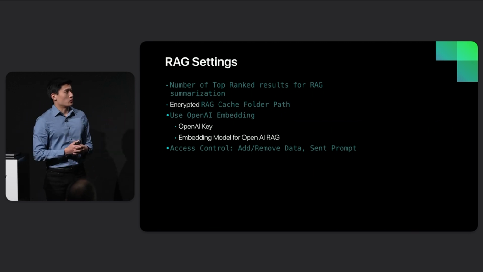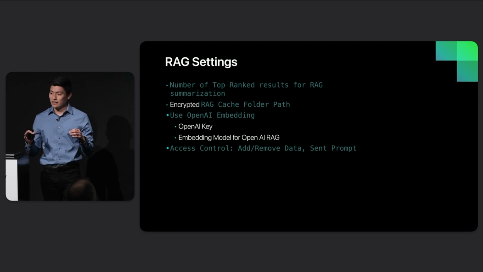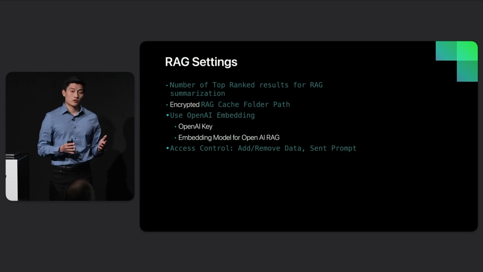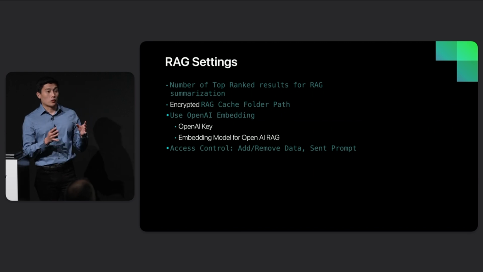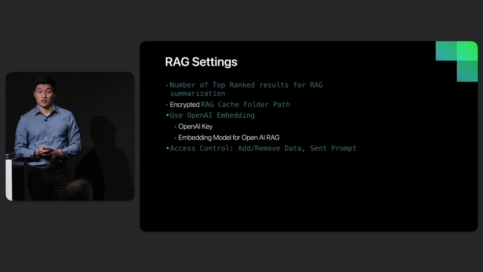Second, we can customize the RAG cache folder path. By default, this is encrypted, so you can't really see the data. But what you can do here is specify this path to a different drive. We also allow users to use OpenAI to generate embeddings. So if you want to use OpenAI, you can set the OpenAI key here along with the embedding model that you want to use.